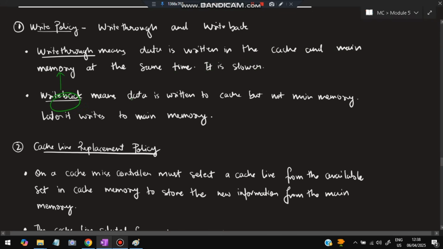But write back means what? Data is written to the cache but not to the main memory. Later it will be written to the main memory, so time will not be wasted. When will it be written to the main memory? Whenever it is to be deleted from the cache. Suppose the cache is filled, new data has come, and this data has to be removed. Before removing, write the data. This is much better than writing every data you get to the main memory every time. Only whenever it is required will you write to the main memory. That is the write back method, and this is the faster one. So that's the first policy, how you are writing the data.